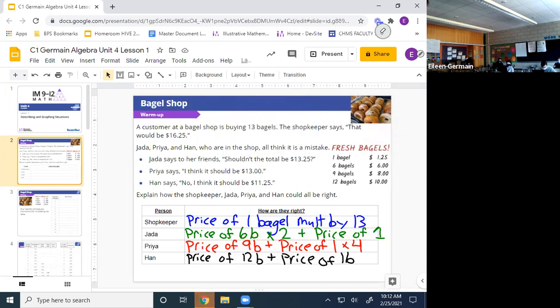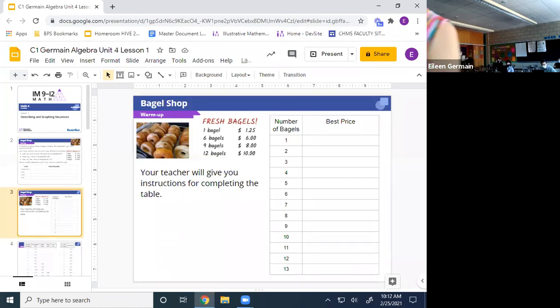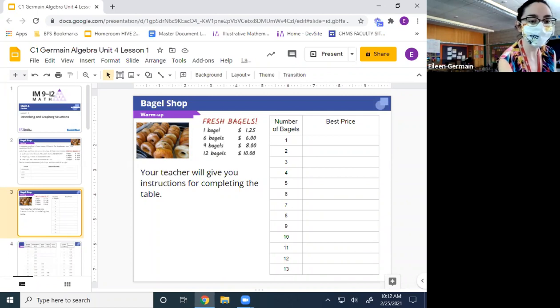So now I want you to push yourself on the next slide. We're going to look at slide number 3. Now, listen closely, I want you to create a table, but this time, I want you to come up with the combinations that will be the best price. Best price meaning what? I'm looking for the best price, what does that mean? The lowest amount. The lowest amount. So what's the lowest amount that you could pay for each one of these combinations of bagels?